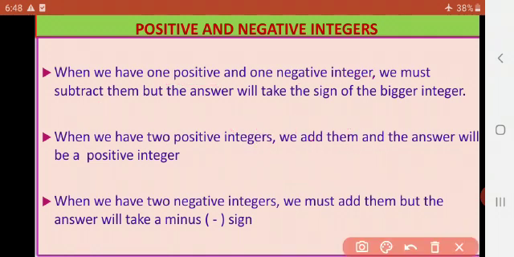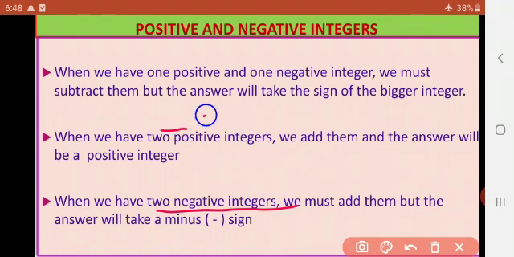Then the second one is easy. There are two positive integers, we have to add them and the answer will be positive. That we have been doing. 5 plus 3 is 8, 8 plus 2 is 10. That is quite easy. The third is when there are two negative integers, we must add them and the answer will have the minus sign.